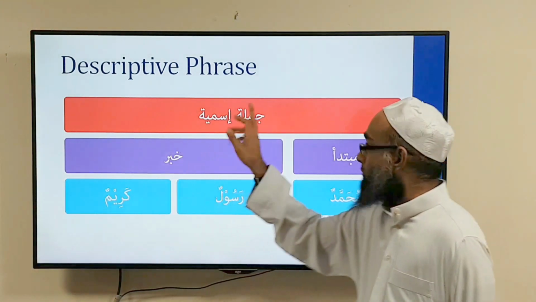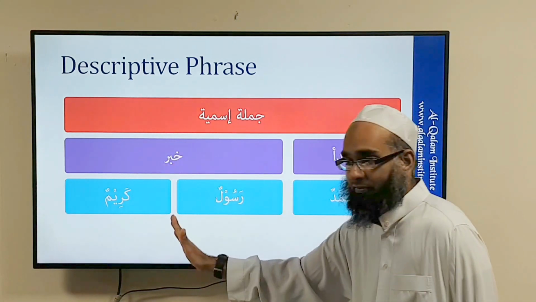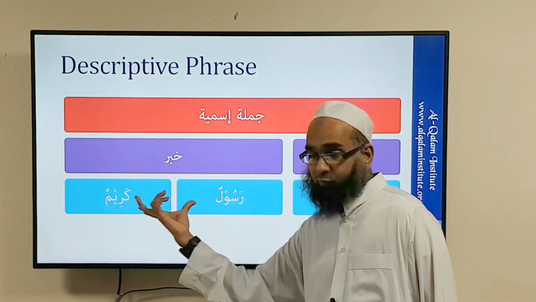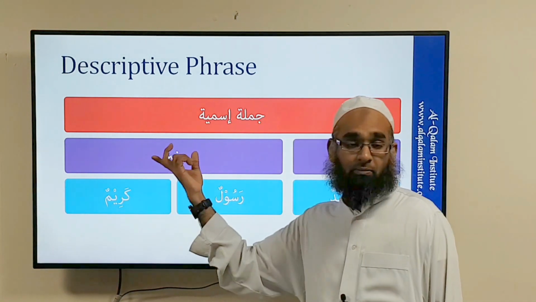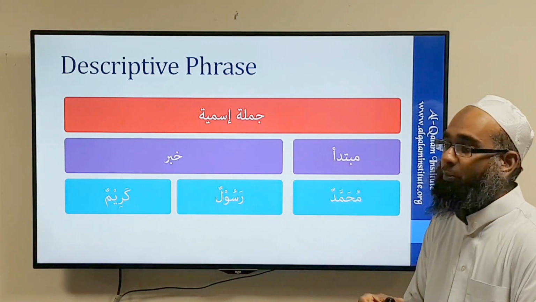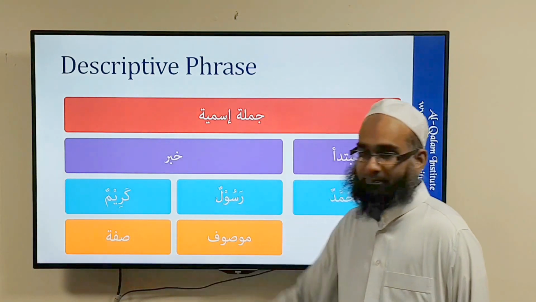Because mubtada khabar in a jumla ismiya will always be only two slots. But now these two words join and become a single unit. They join together, and then this becomes the khabar. But how is this a link? You can't say, well, two words become khabar. What's the link between these two words? Mousuf and sifa.